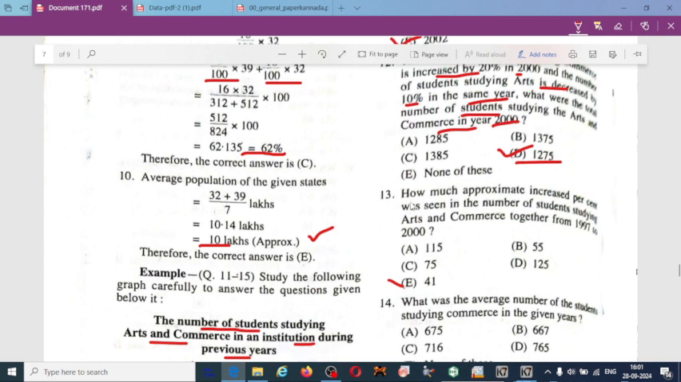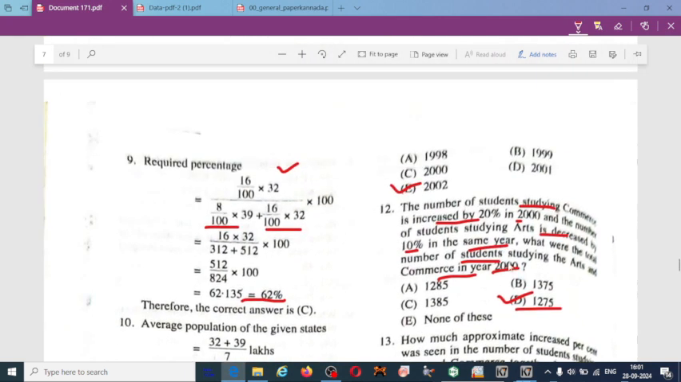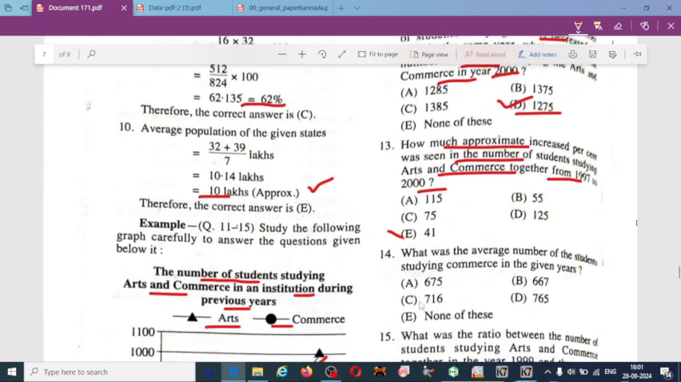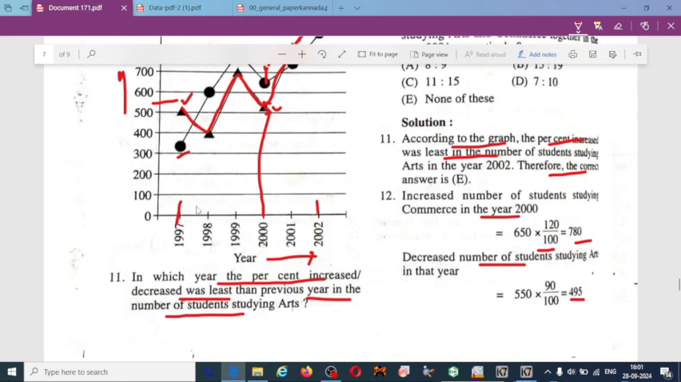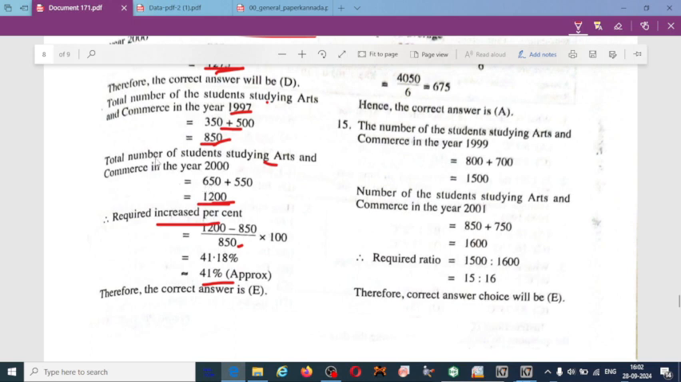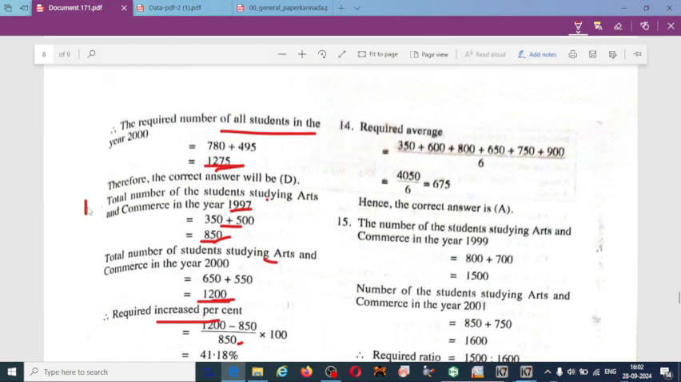Okay, I am solving for the 13th also. First we have to solve question 12. So 1275 is the total number of students for commerce and arts in the year 2000. So how much approximate increase percentage was seen in the number of students studying arts and commerce together from 1997 to 2000? So this is the question. So first you can see here 1997, more than 300, and nearly 500 for arts students.